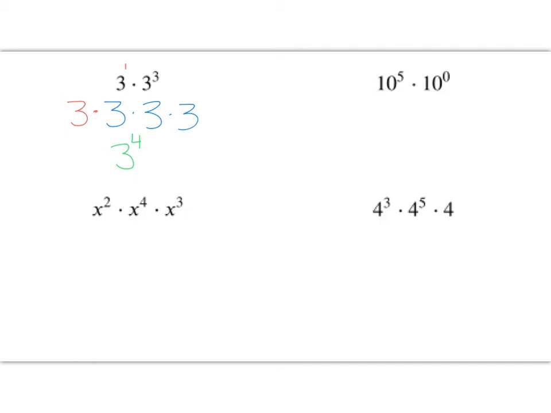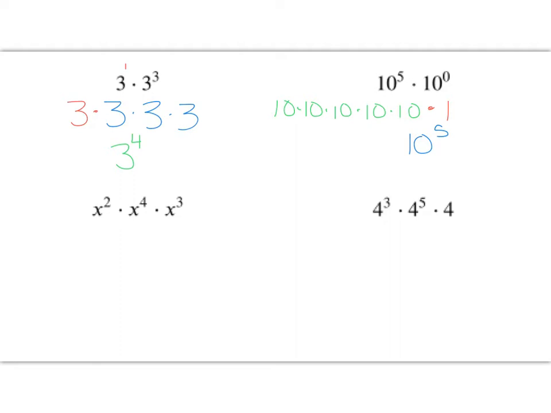Okay? Now, what about 10 to the 5th? 10 to the 5th means 10 times itself 5 times. 10 to the 0, what is anything to the 0 power? 1, right? So I've got 10 times itself 5 times, times 1. So all I really have is 10 to the 5th. Do you notice anything? Look at the exponents. Look at the answer. If you see something, see if you can try it on the next one and see if you get the right answer.